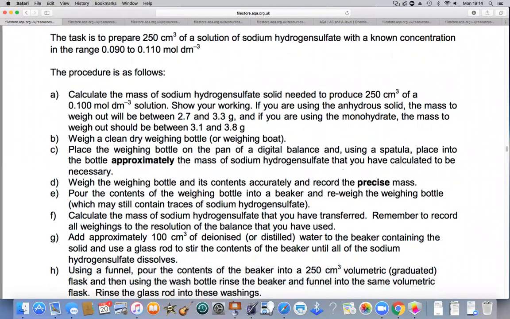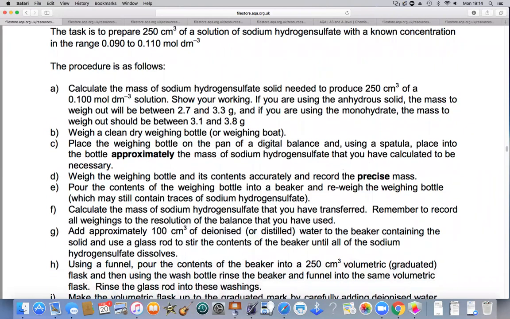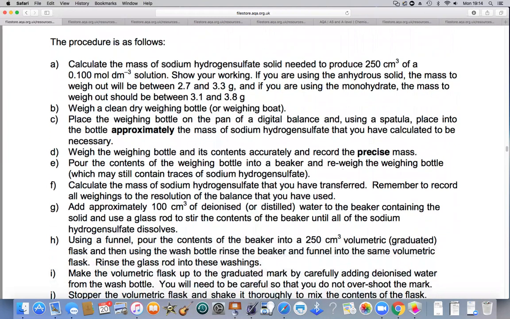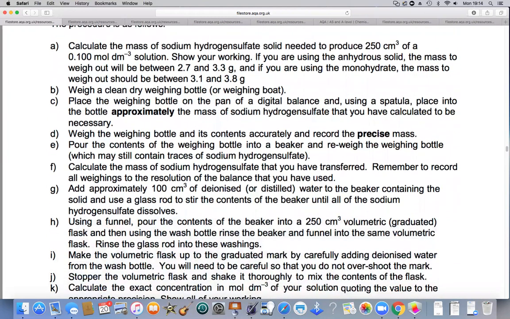Now, for the method described here, you're not going to be able to make up a standard solution of a very, very specific concentration, and I'll explain why. If you have a look at point A, calculate the mass of sodium hydrogen sulfate solid needed to produce a 1 mole per decimeter cube solution. So that's what you're aiming for. What you should find is that the mass required is around about 3 grams, and they are instructing you to weigh between 2.7 and 3.3. If you're using the monohydrate, the mass to weigh out should be between 3.1 and 3.8.